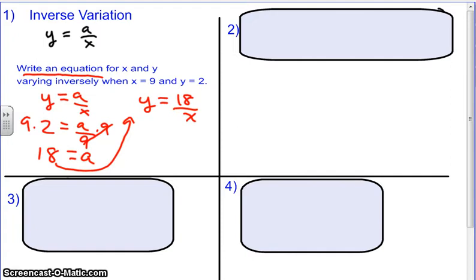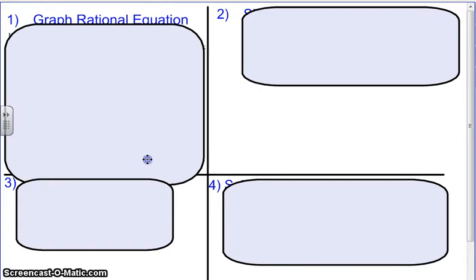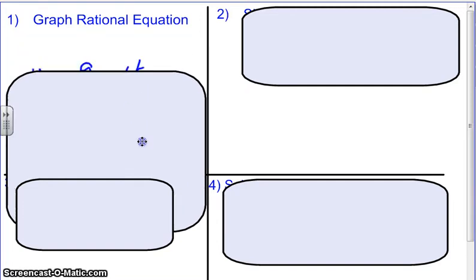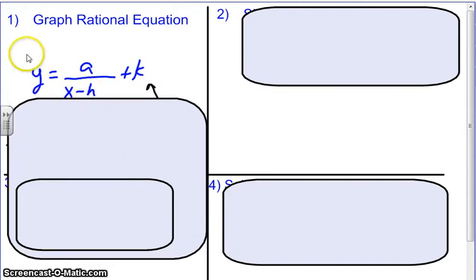There's another point. Okay? Then we went to the more sophisticated rational model, right? y equals a over what? x. Good. Minus h, I'm hearing it, plus k. That's right. That's the more sophisticated model because we can transform the parent y equals a over x. y equals 1 over x. It's the most basic rational equation. We can transform it by doing a little something to our domain and adding something to the function.